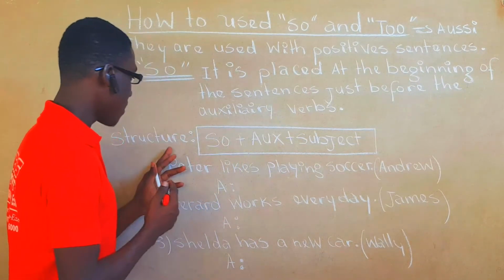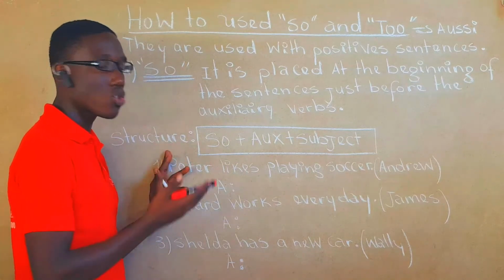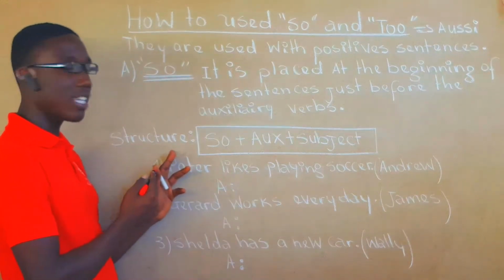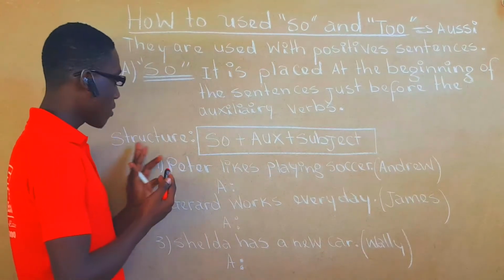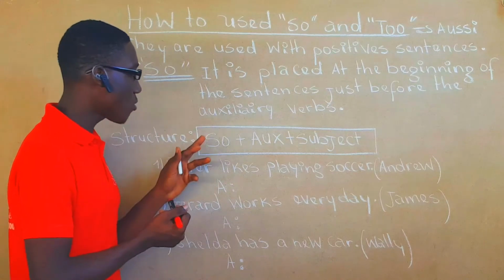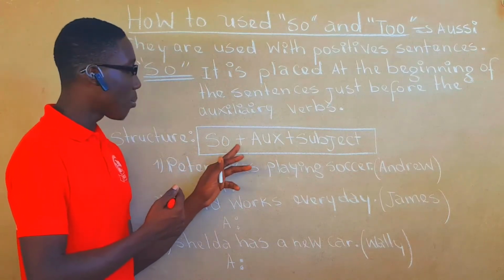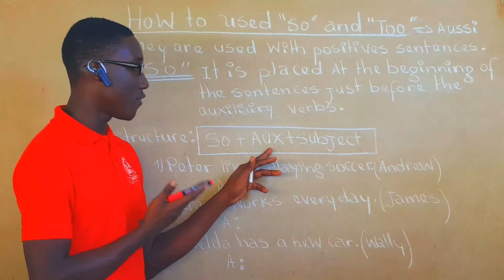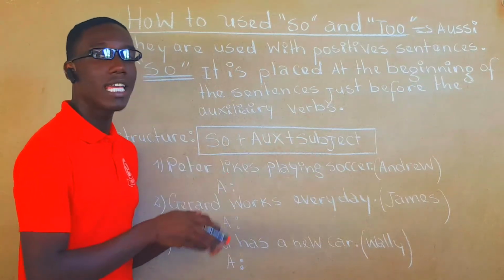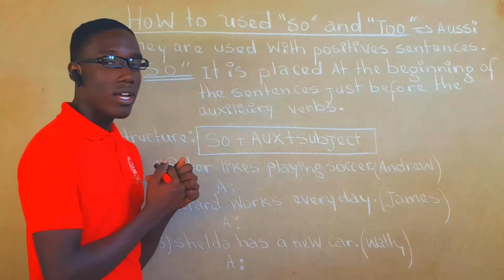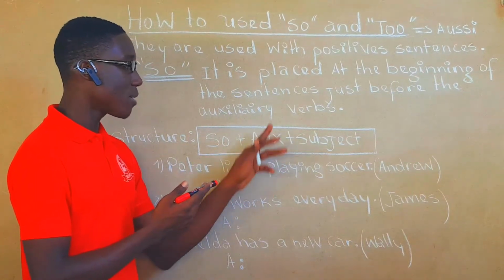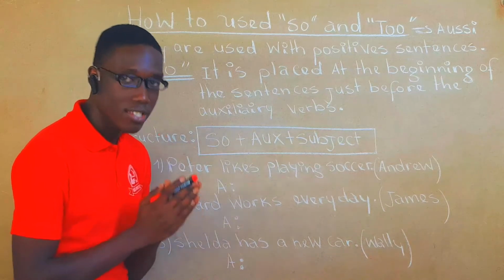Now this is the structure. This word is pronounced like that: structure. This is the structure of so. The structure is so plus auxiliary verb plus subject. So plus auxiliary verb plus subject pronoun.